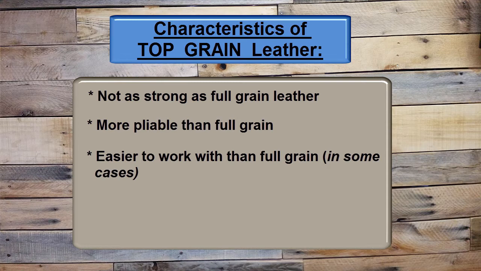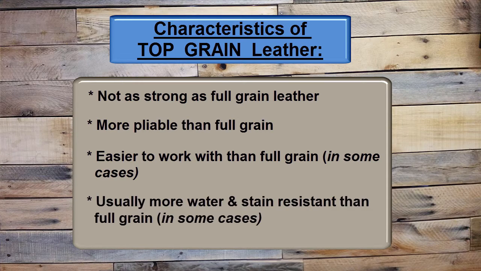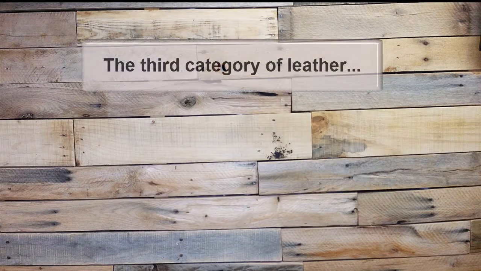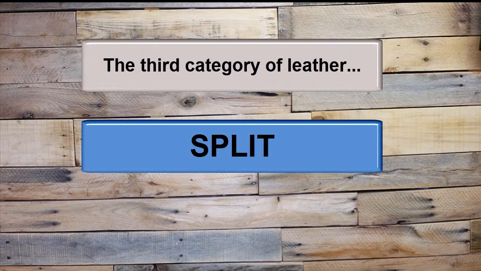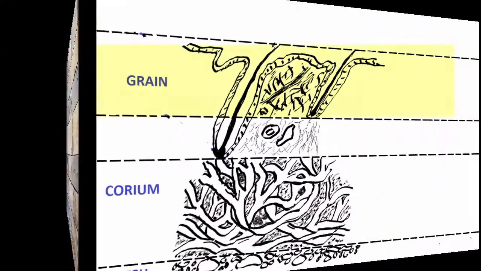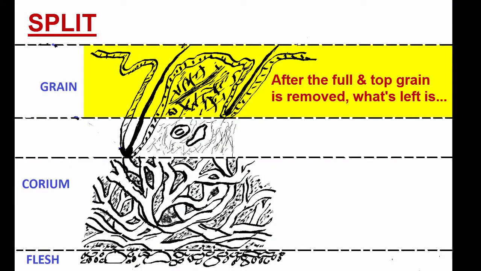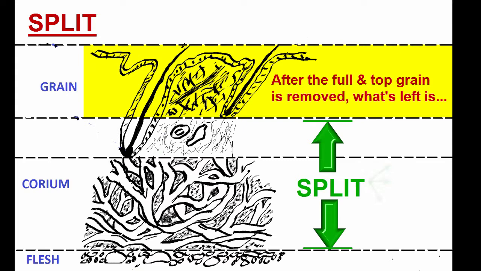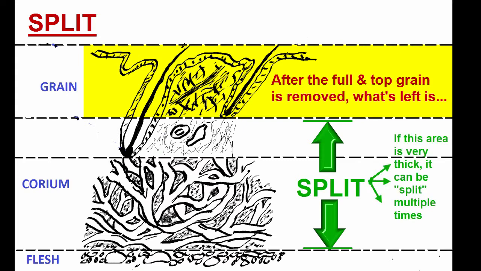While sanding down the top of the grain gives it less breathability, top grain leather is usually more water and stain resistant when compared to full grain leather. The next category of leather is called a split. After the full or top grain is removed, what's left is referred to as a split. Now, if the hide is very thick, this area can be separated multiple times, leaving several splits.